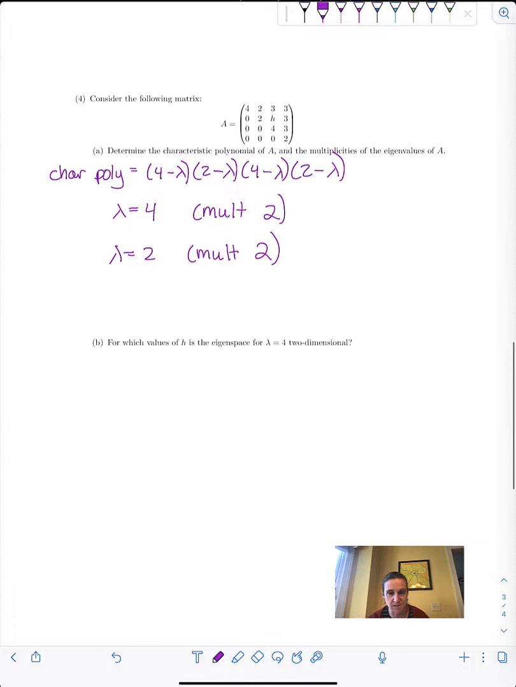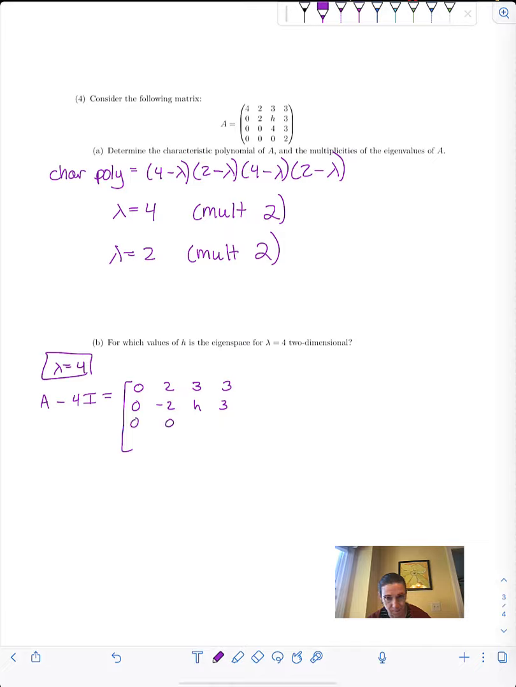And then our first question asks us, well, what values of h make this eigenspace for lambda equals 4 two-dimensional? So what we need to do is we need to first subtract 4 times the identity. And so that gives us a 0 on the first row, minus 2 on the second row. And then I have to subtract 4 minus lambda and a minus 2 on that last row.